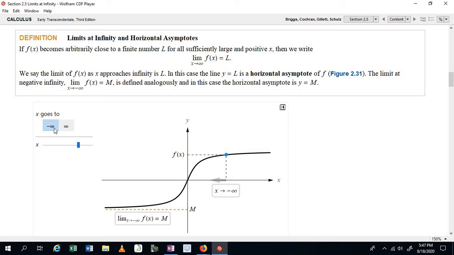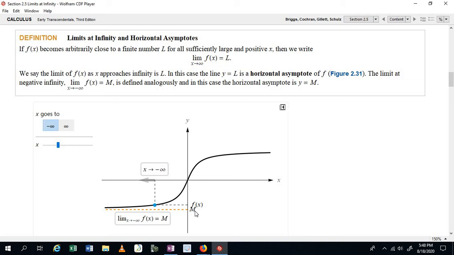You can also have a limit at negative infinity. So let's suppose x is approaching negative infinity. Let's see if we can determine what the y value approaches. So for this x value, there's the corresponding y value. And then if you let x approach negative infinity, you can see that this y value is getting closer to this finite number m. And so we say the limit of f of x as x approaches negative infinity is equal to m, this finite number m. And again, notice that you have a horizontal asymptote at y is equal to m in this case.